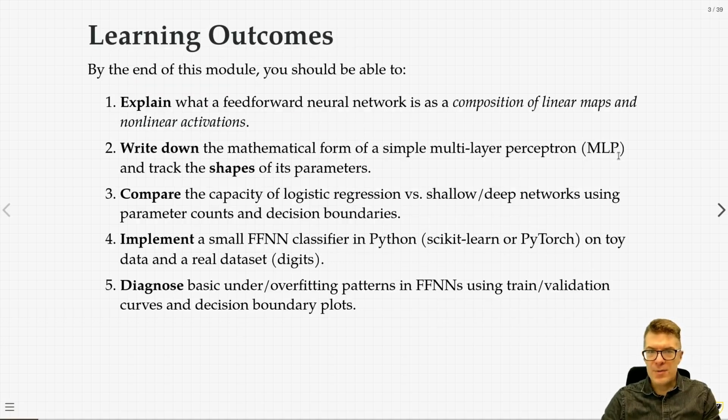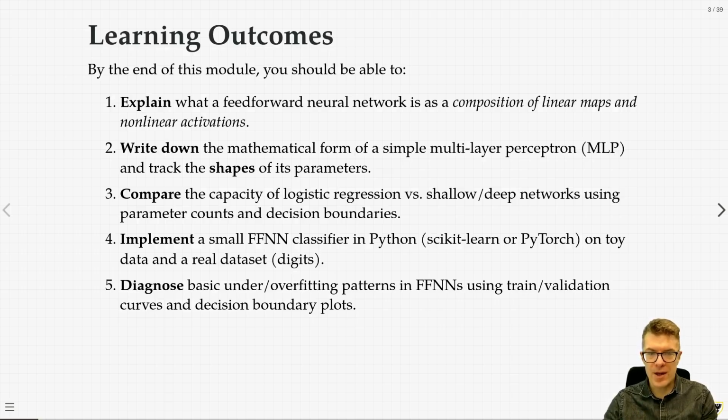By the end of this module, you should be able to explain what a feedforward neural network is as a composition of linear mappings and nonlinear activations. You'll be able to write down mathematically a simple multi-layer perceptron and track the shapes of its parameters, just identify its parameters and describe them.